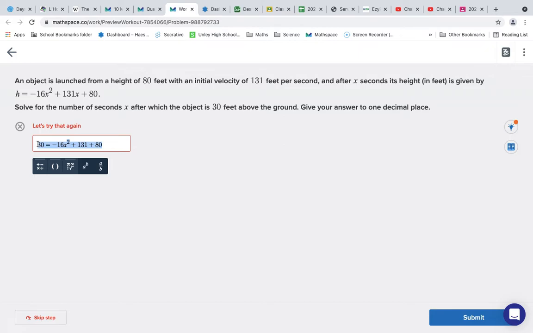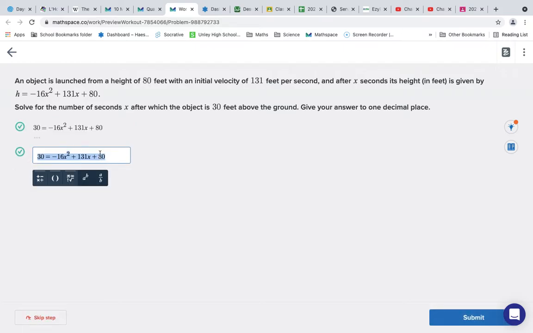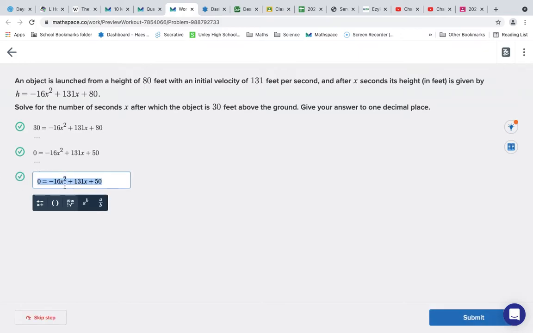H equals 30. So once I tidy this up, I'm going to minus 30 from both sides. Oh, I forgot the x. That's what it was. So I'm going to minus 30 from both sides, right, to make that 50. And then I've got my 0. And then I'm all ready to go with the quadratic formula, right? Normally we'd have the equal 0 on the right. So let's do that.